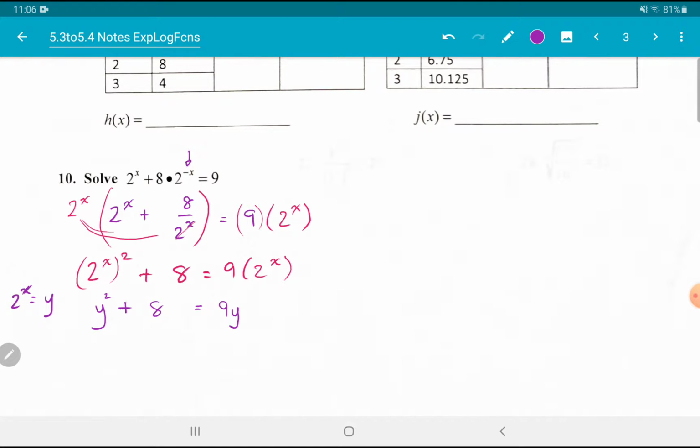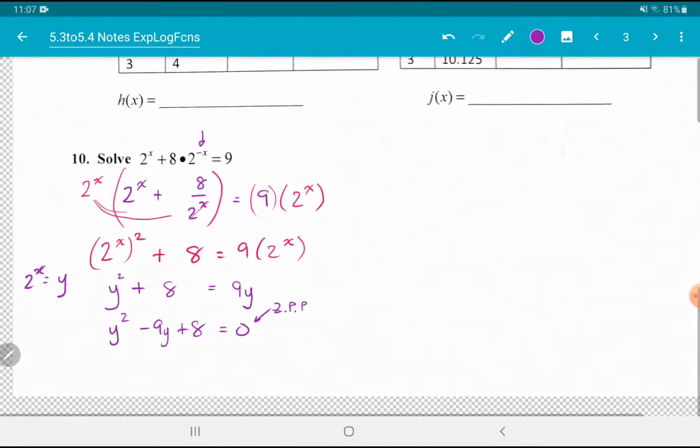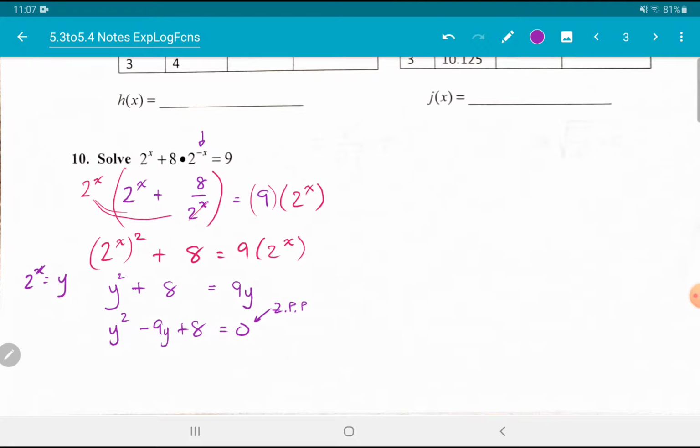Ooh, that looks like a quadratic to me. How do we solve quadratics? Well, we bring it all over to one side so we can get the zero product property. We want a 0 on one side, so that way we can actually factor our quadratic, because we know that multiplying by 0 will always give us 0. So if we factor, this is the same thing as y minus 8, and we also have y minus 1 equals 0.